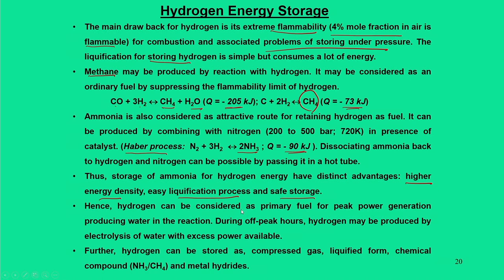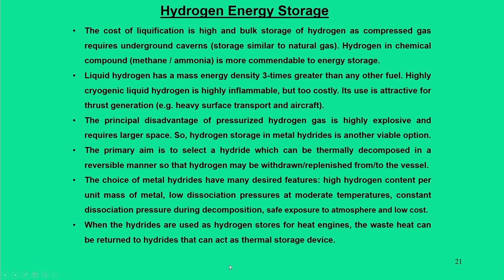Apart from these storing mechanisms, which are either in a compressed gas form, liquefied form, or chemical compound, another possible method is in the form of metal hydrides. Nowadays, this is receiving a very good response. Why do we look for metal hydride based storage systems? Because first, the cost of liquefaction is high, and bulk storage of hydrogen as compressed gas requires large underground caverns, similar to natural gas. Hydrogen in a chemical compound like methane or ammonia is more commendable for energy storage.